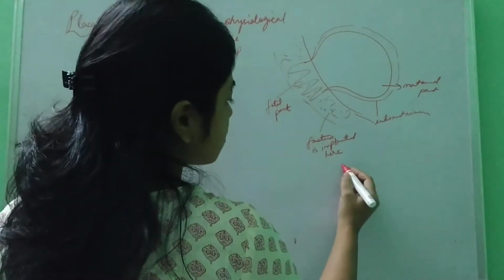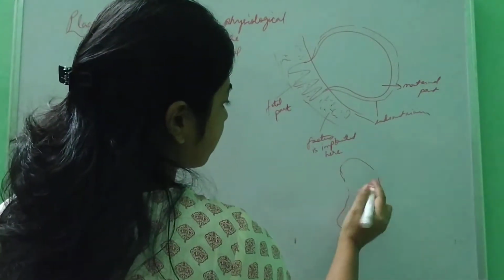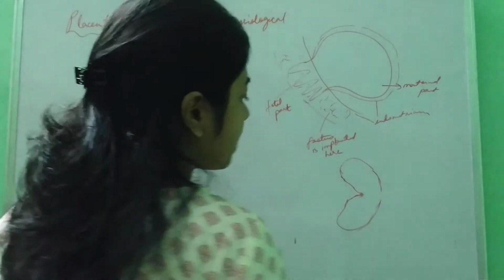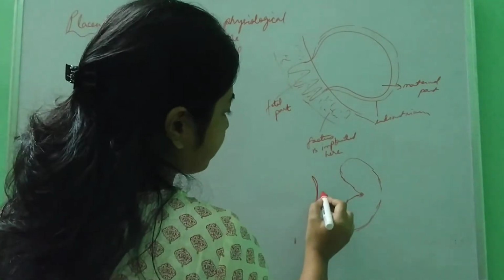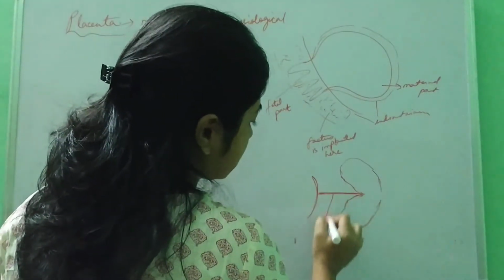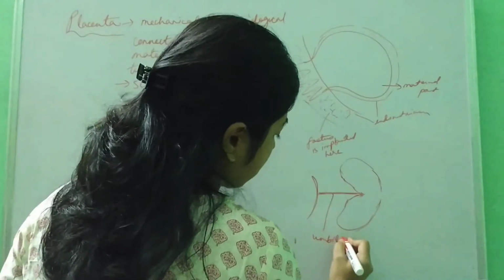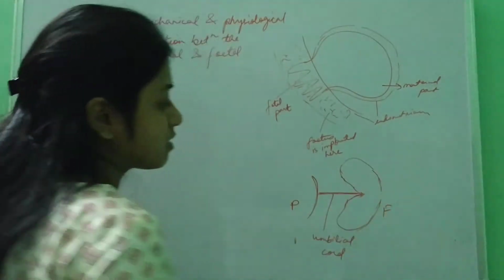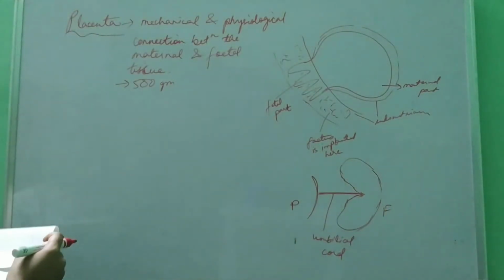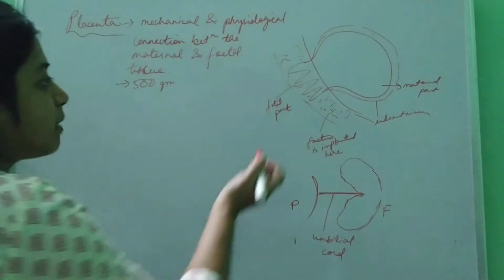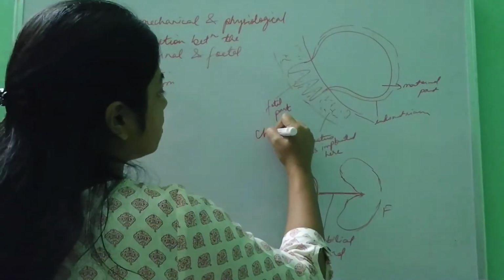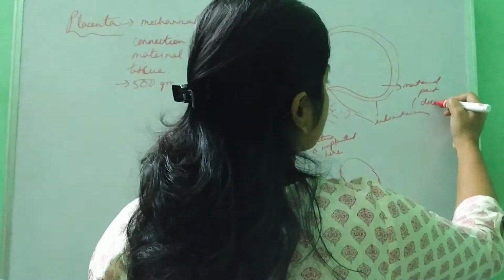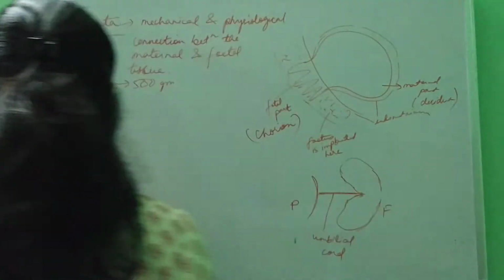Suppose this is the embryo, this is the placenta. There will be a structure in between. This is known as the umbilical cord. Umbilical cord connects the placenta and the fetus. So this fetal part, as we have seen, is made of chorion or chorionic villi. The maternal part is made of decidua or decidual part.